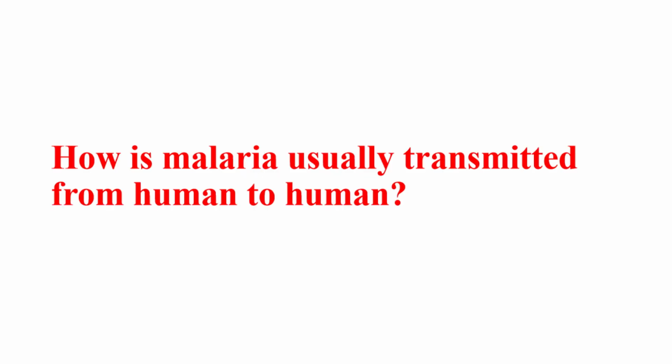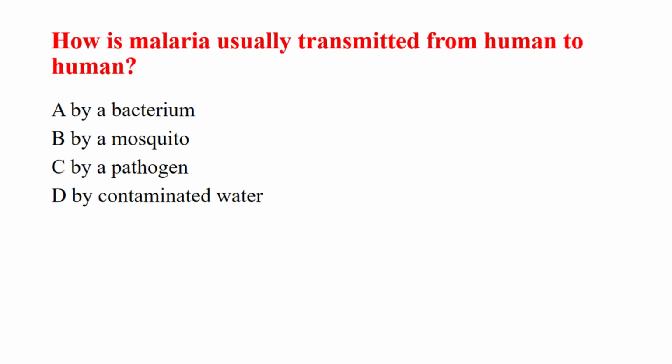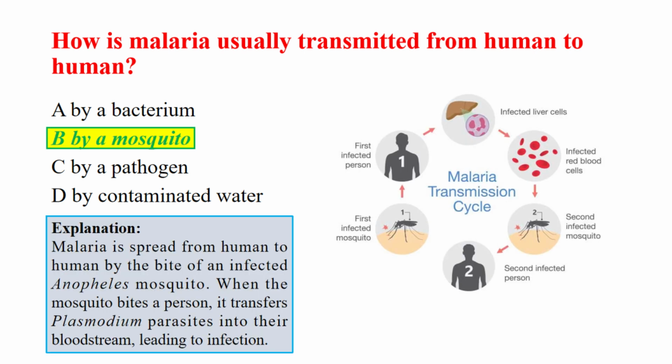The first question is, how is malaria usually transmitted from human to human? Let's look at the options. A. By a bacterium. B. By a mosquito. C. By a pathogen. D. By contaminated water. The correct answer is B. By a mosquito.